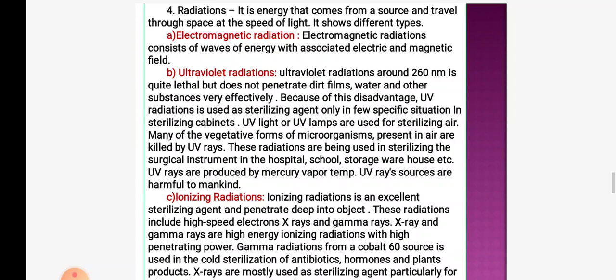UV light or UV lamps are used for sterilizing air. Many vegetative forms of microorganisms are present in air and are killed by UV rays. These radiations are used in sterilizing surgical instruments in hospitals, schools, storage or warehouses. UV rays are produced by mercury vapor. UV ray sources are harmful to mankind.